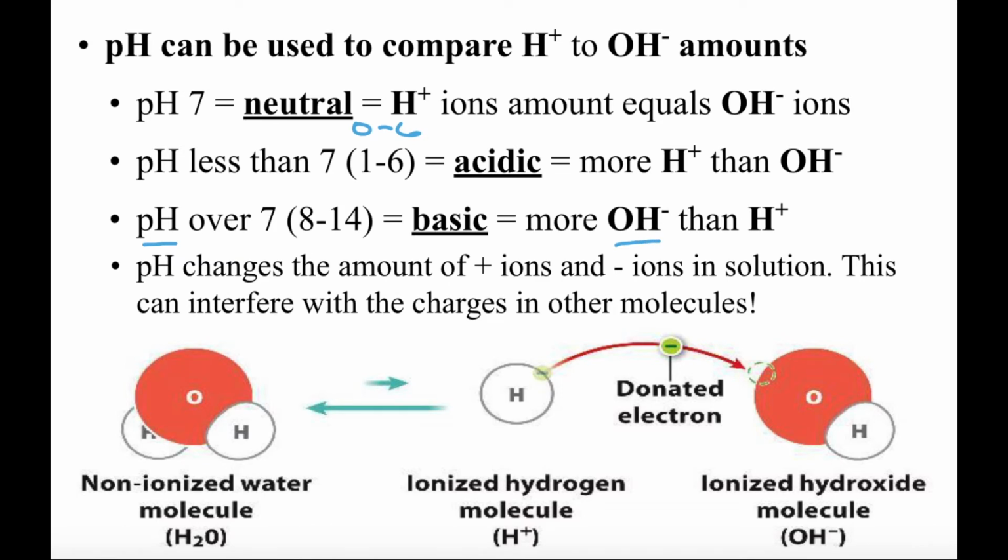And the biggest thing here is because pHs are associated with having more plus ion or more negative ion, what that means is if you are at the non-optimal pH for an organism's molecules or cells or body, that will actually interfere with the molecules in that organism and can directly affect life and be harmful if you're at the wrong pH.